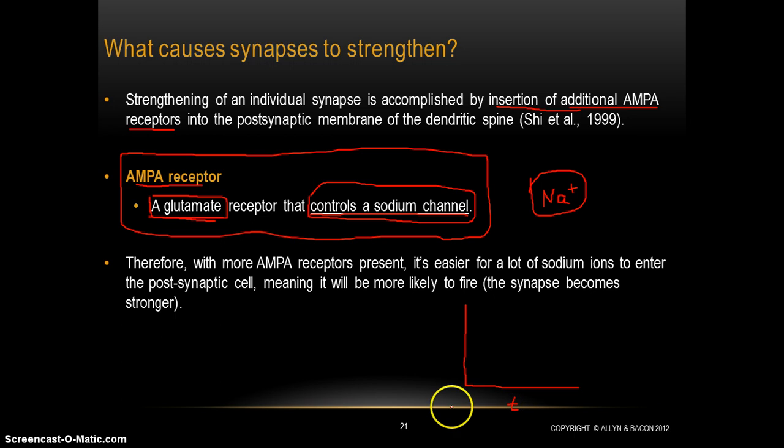So here, T is time, and then this is voltage, measured in millivolts. So if you remember, we said that when a cell is at rest, the charge inside the cell, or more specifically the voltage across the cell's membrane, is negative. It's more negative inside the cell than outside the cell.